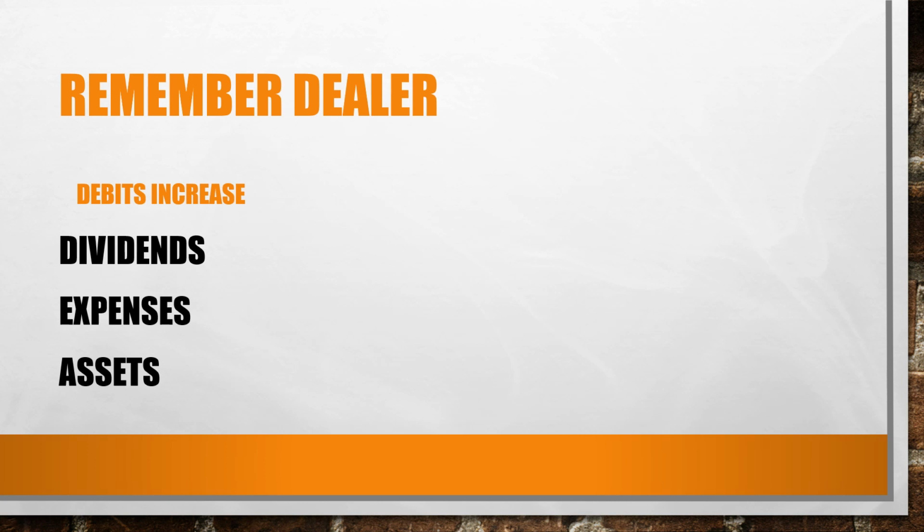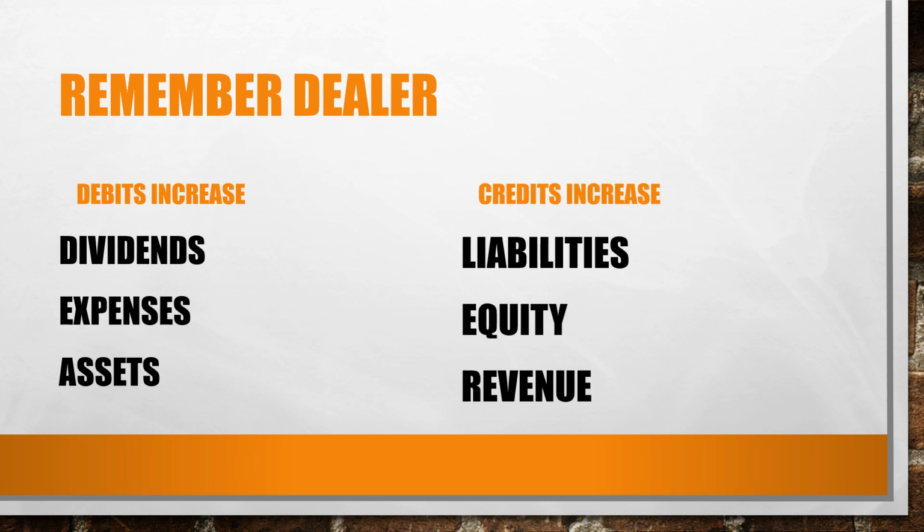So if you are debiting these accounts, you will see an increase. Credits, on the other hand, increase liabilities, equity, and revenue. That is the other side. Credits are on the right, the remaining three are on the right.